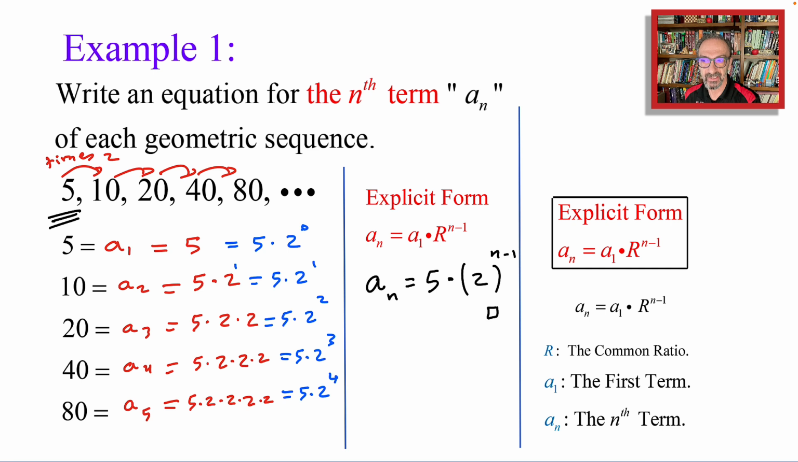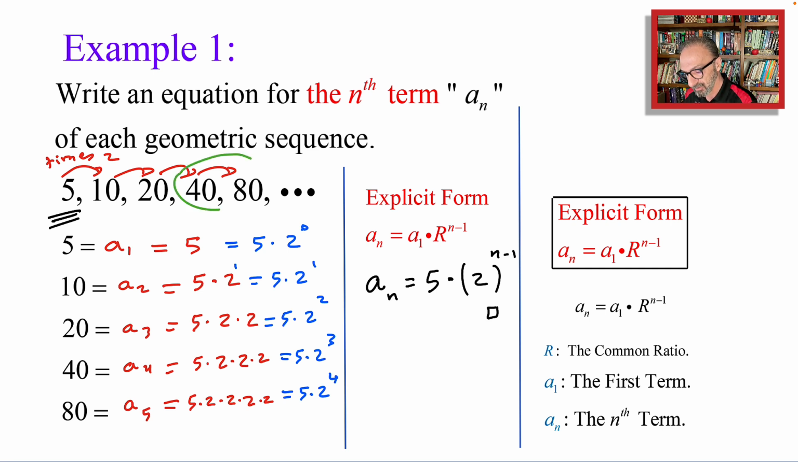But sometimes you cannot see that it's a 2. It could be like a decimal that you multiply by, so you need to find it dividing backwards. Dividing 80 by 40, you get 2. 40 divided by 20, you get 2. That's why it's called common ratio. This is what I mean.